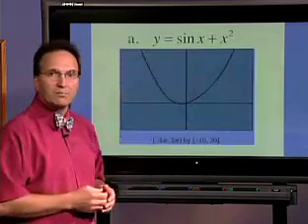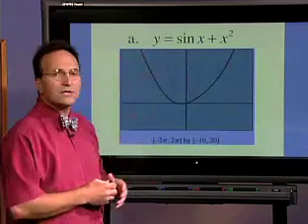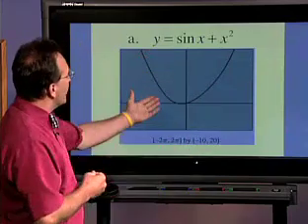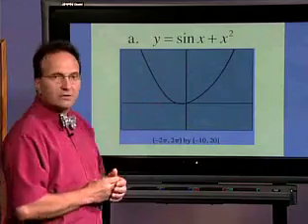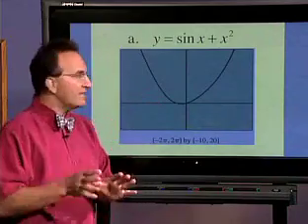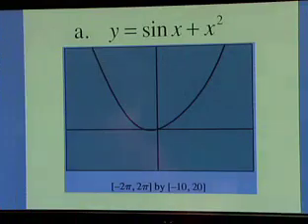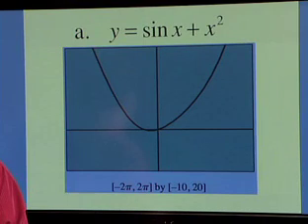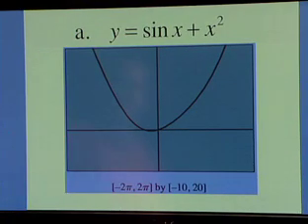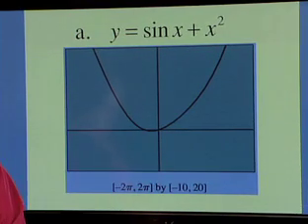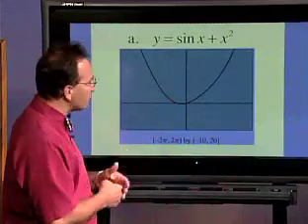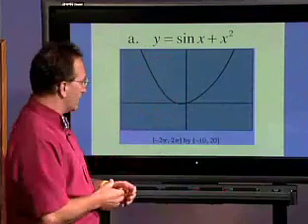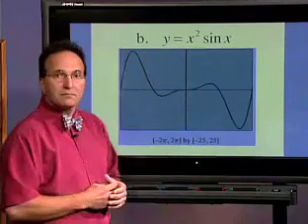The first one, part A, y = sin x + x². And here's what that graph turns out to look like. You can see that adding x² really changes the look of sin x. In this particular case, it's not periodic, as you would think of sin x being periodic. The effect is that it's not.